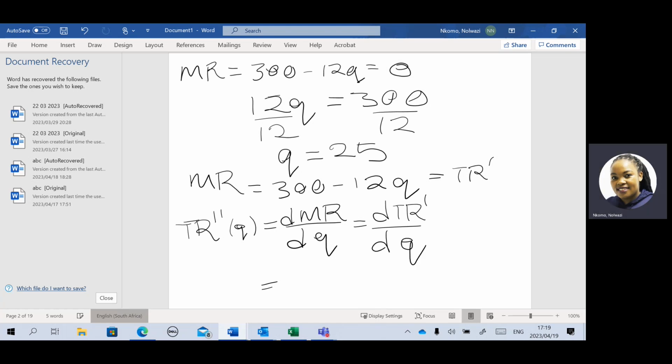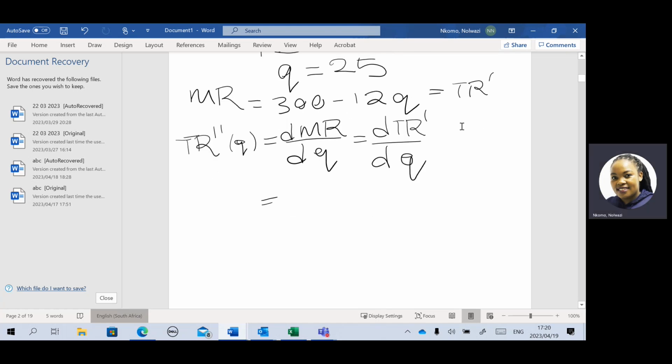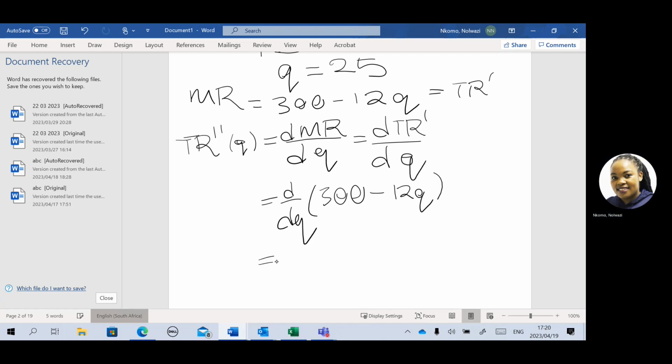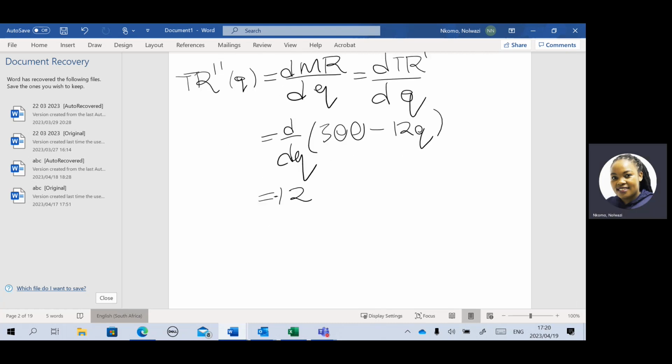And we know that the first derivative of the total revenue is equal to 300 minus 12Q. So this means we are differentiating 300 minus 12Q with respect to Q. If we differentiate this, the derivative of 300 is 0, and the derivative of minus 12Q is minus 12. So we have our second derivative as minus 12. Then the next part is to substitute our turning point into the second derivative and check the sign of the second derivative.